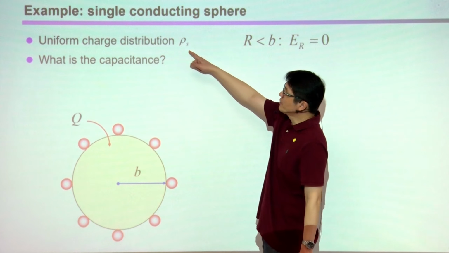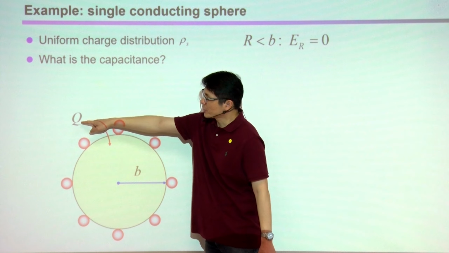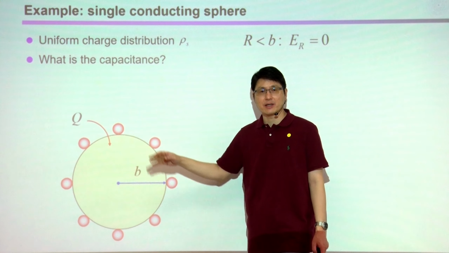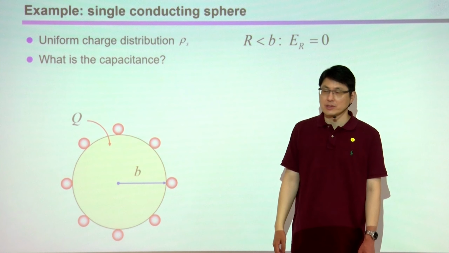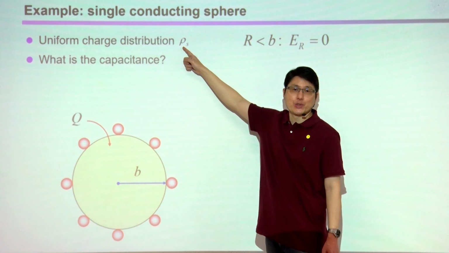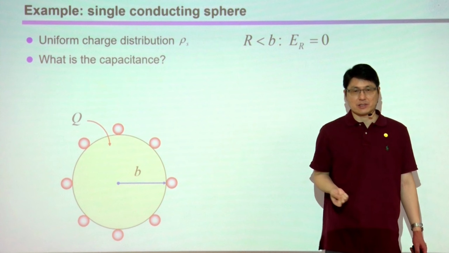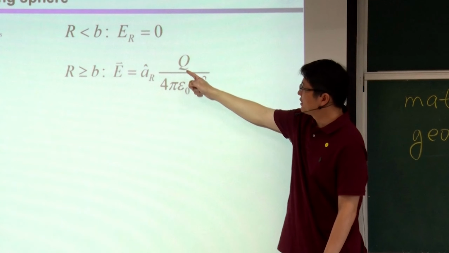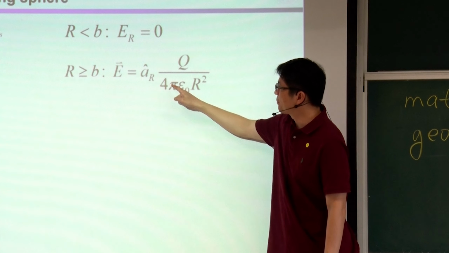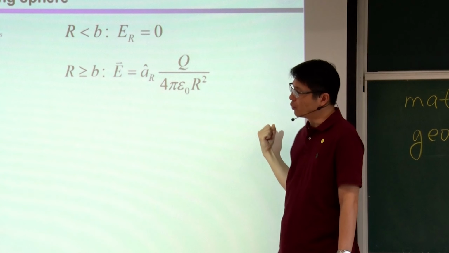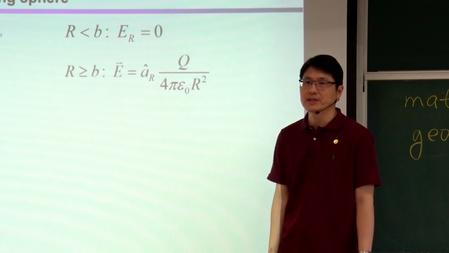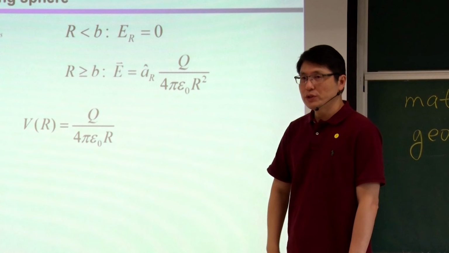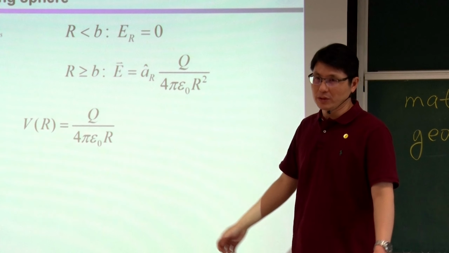Well, we know that total charge of Q is deposited onto the surface, right? The surface area is 4 pi b squared. So we actually know how to calculate this uniform charge density. Okay? So basically, Q divided by 4 pi r squared, if you're away from it, that's using Gauss's law, right? And we know the voltage. This is nothing new. We talked about it already. Okay?